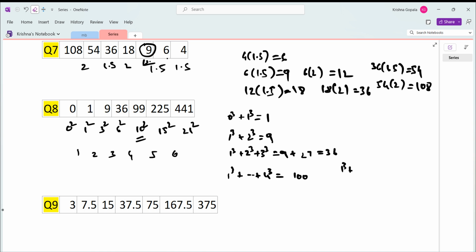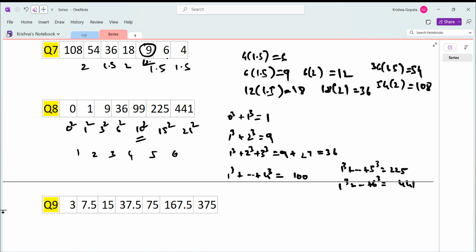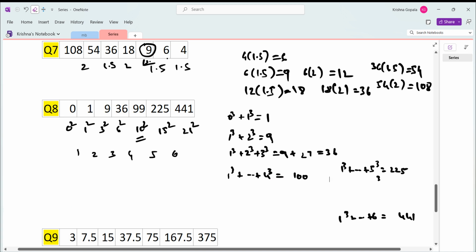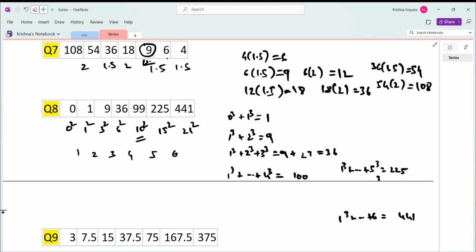Similarly, 1 cube plus whatever plus 5 cube: 100 plus 125. This is 225. Similarly, 6 cube: 225 plus 216, which is 441. 1 cube plus whatever plus 6 cube. You understood this?